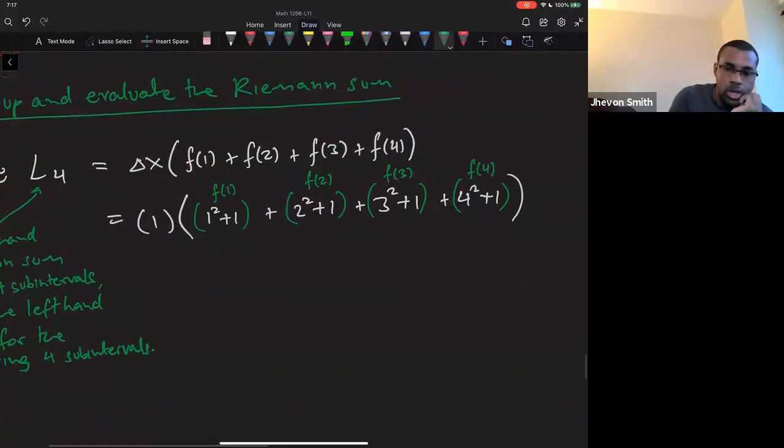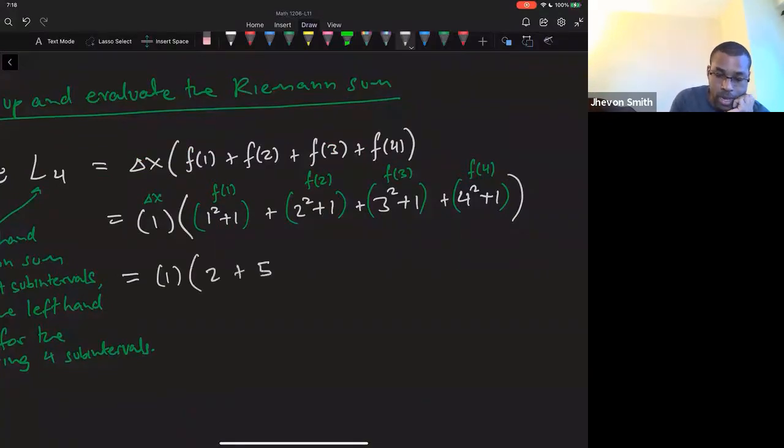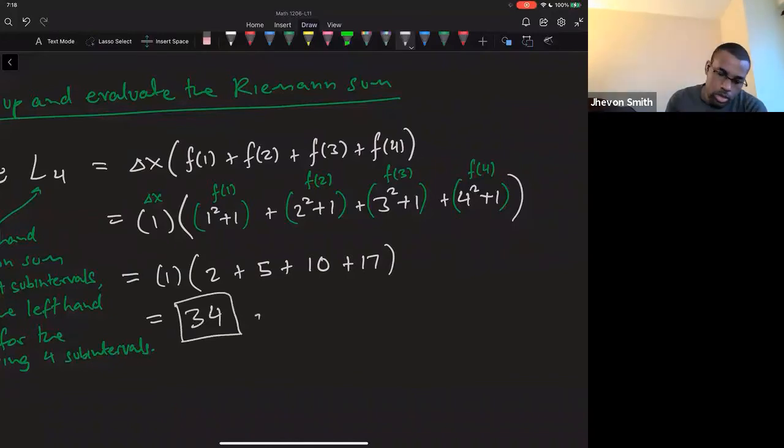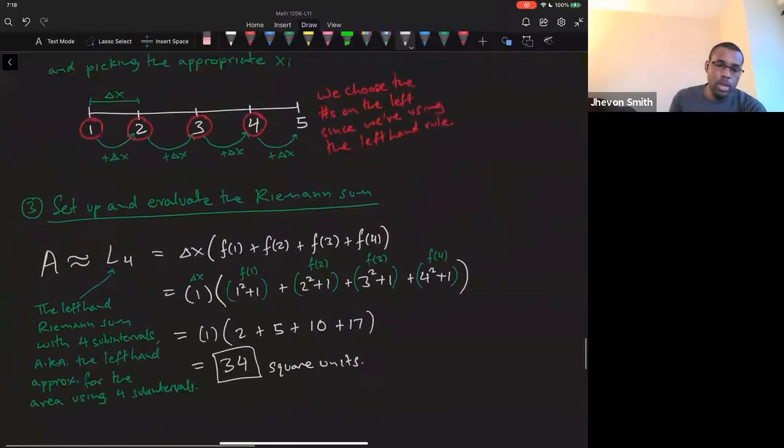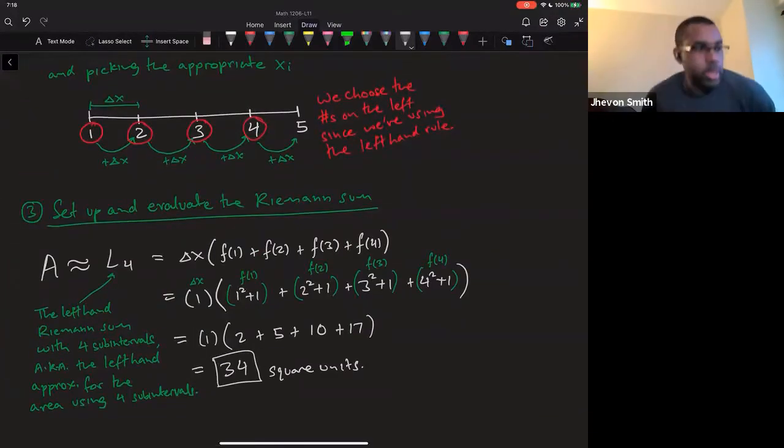And this here is your delta x. And so here you have 1 times 2 plus 5 plus 10 plus 17. Which is 34 square units. So this is the left-hand approximation.